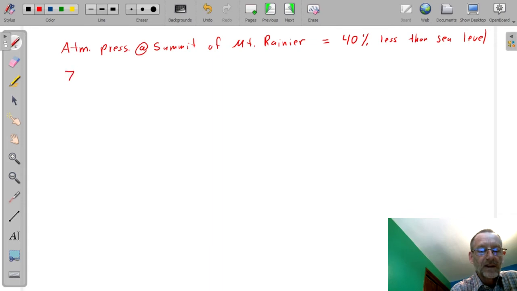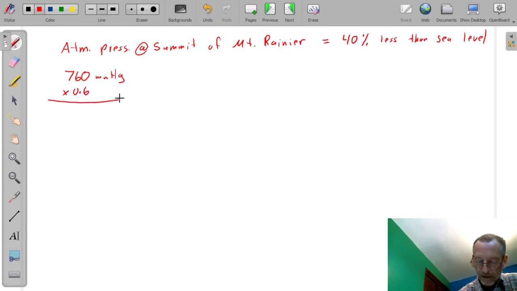So if we had 760 millimeters of mercury, this is 40% less, so it would be 60% of 760. 760 times 0.6 for 60%, and we come up with 456 millimeters of mercury for the atmospheric pressure at the summit.